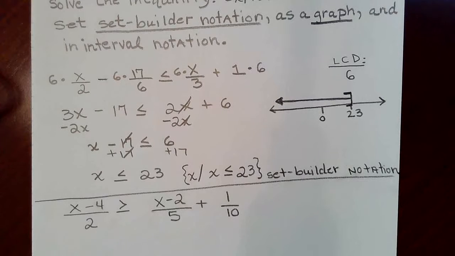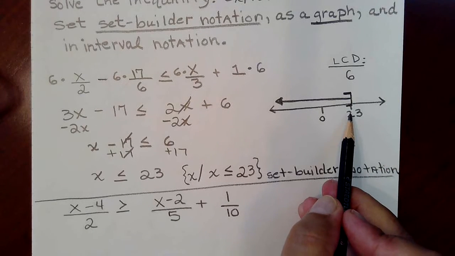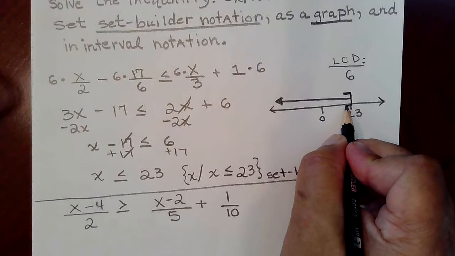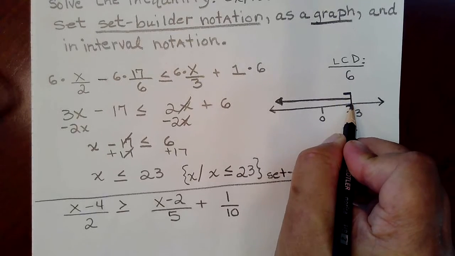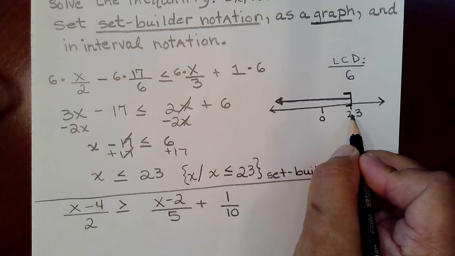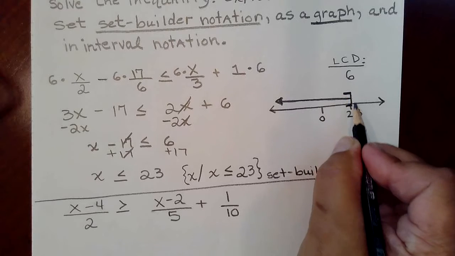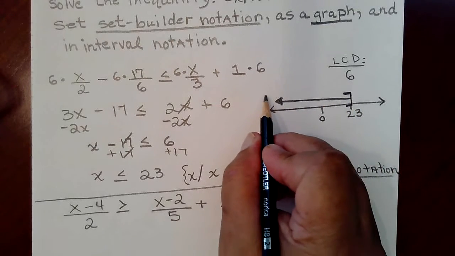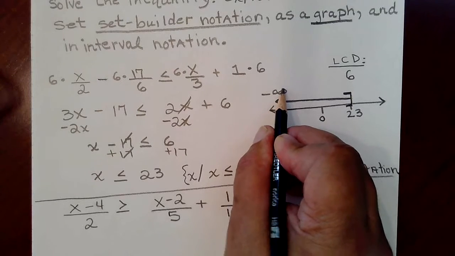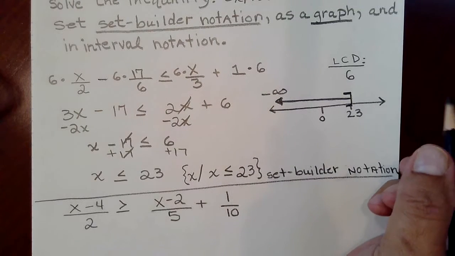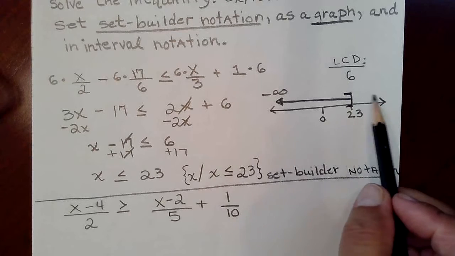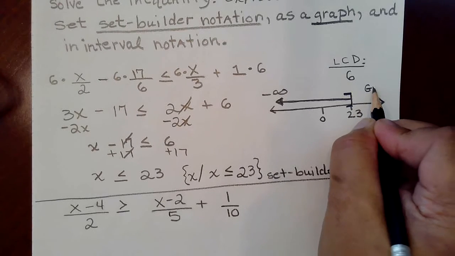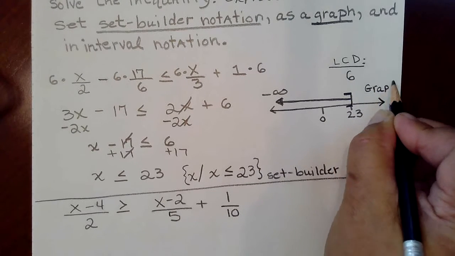So what this indicates is that the number 23 itself is actually a solution. That's what this bracket means, because if that wasn't a solution, if it wasn't included in the solution set, I would use a parenthesis according to interval notation. And then everything all the way up through negative infinity is actually a solution. So this is actually a picture of all the solutions. This is what we call the graph of the solution set.